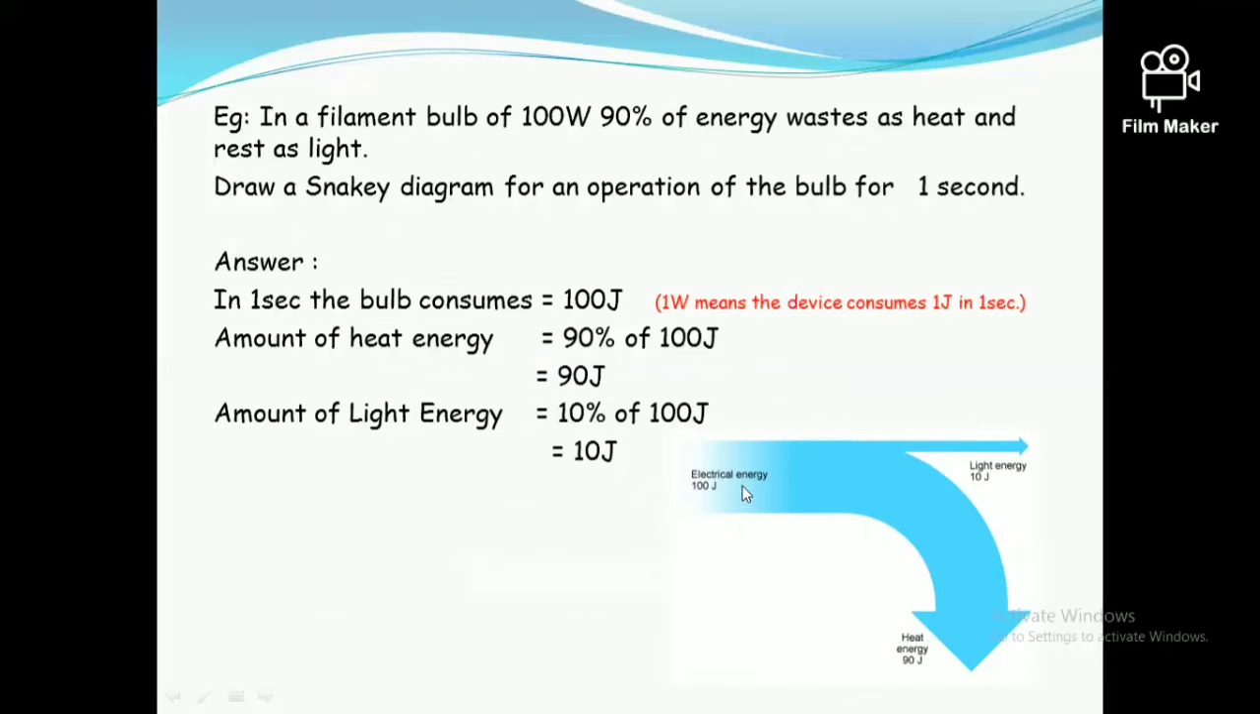So when you draw a line, the width of this line should be proportional to 100, 10 and 90. For example, when you draw 10 centimeters here, you can draw 9 centimeters and 1 centimeter here, as I mentioned in the previous example.